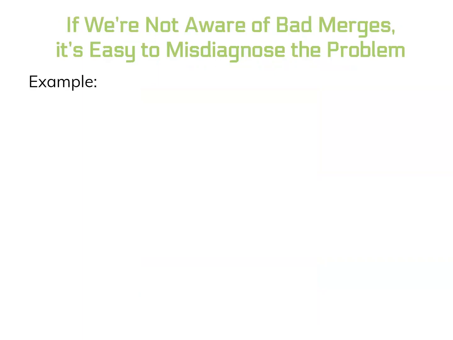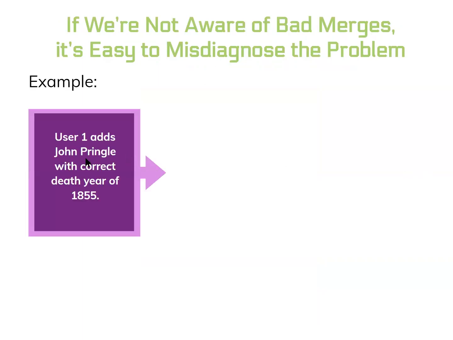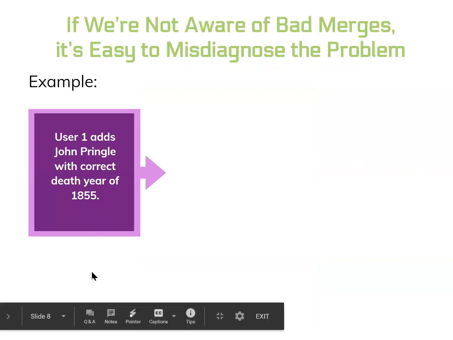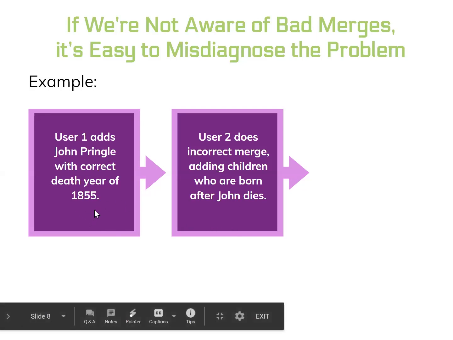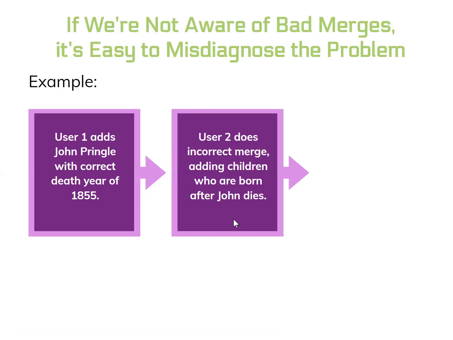I did want to point out one other thing before we start looking at examples of bad merges, and that is that if we're not aware of the possibility of bad merges, then it's easy to misdiagnose the problem. Let me give you an actual example. User 1 added John Pringle with the correct death year of 1855. Then user 2 came along and she had found a John Pringle who did not die in 1855. So he's got the same name, but a different death year. And this second John Pringle was having children well after 1855. For whatever reason, user 2 did not notice this, and so she did the merge, and suddenly we've got a merged John Pringle dying in 55, but having a boatload of kids after 55.